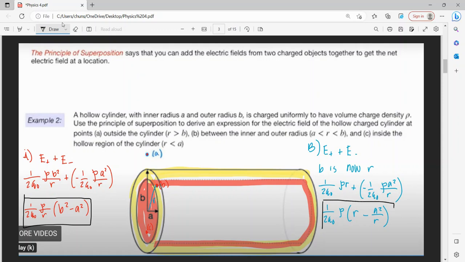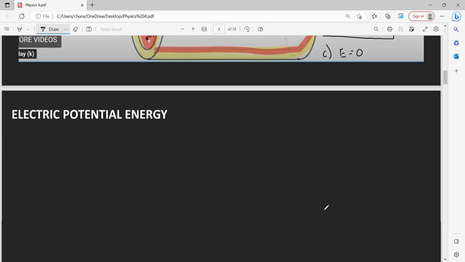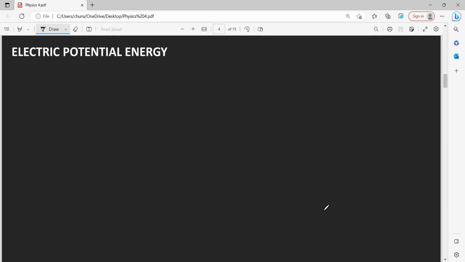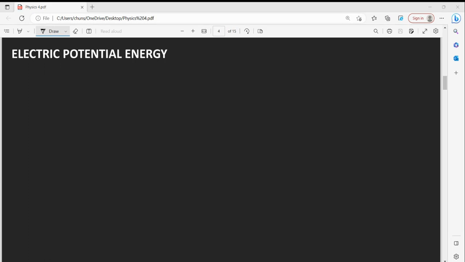So that is our second equation. And finally, inside both of our surfaces, we have point C. Our electric field at C is just going to equal 0 because we are not enclosing any charge, and therefore we cannot have any electric field at that point according to Gauss's law. Okay, so that is our second example done. Next, we're going to talk about electric potential energy.